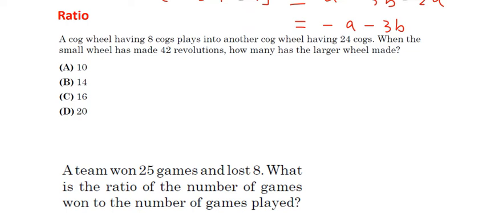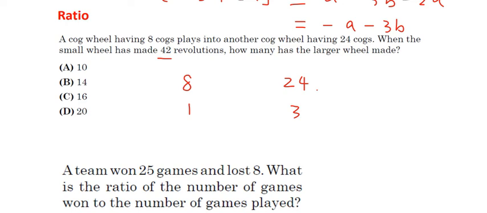If this small circle turns one time, how about the bigger one? So we say their distance is the same. So we can say if this one was 8 and this one was 24, we can change this as if this is 1, this is 3, right? Okay. So when the smaller one made 42, then how many does this one need?